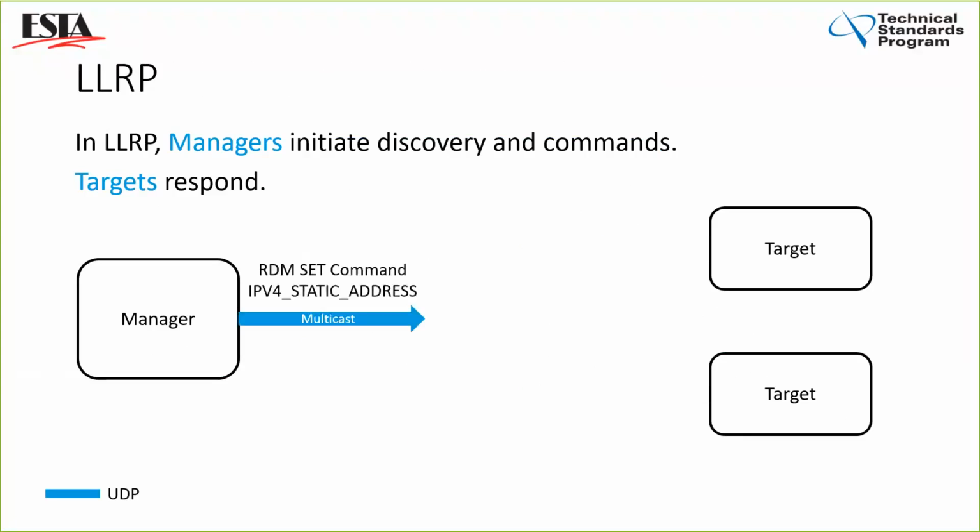So in this case, it can send an RDM set command. The parameter here is IPv4 static address, which is defined in the standard E1.37-2. And the target will send back a set response after getting that request saying, yes, I acknowledge my IP address has changed.